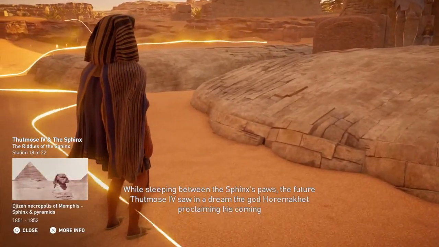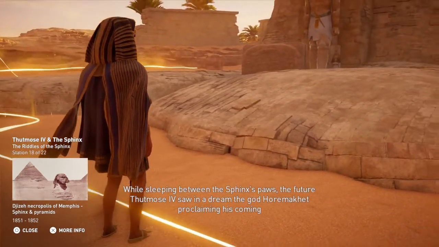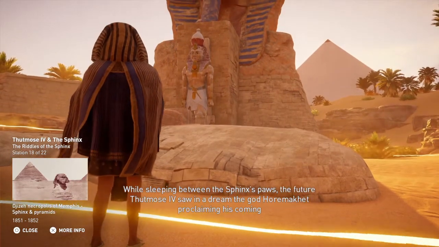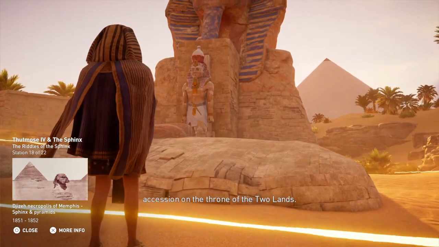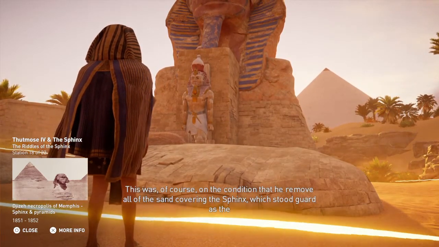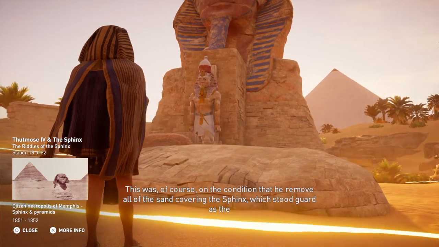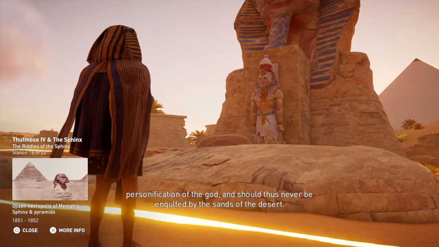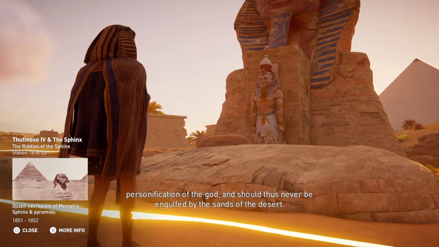While sleeping between the Sphinx's paws, the future Thutmose IV saw in a dream the god Horemaket proclaiming his coming accession on the throne of the two lands. This was, of course, on the condition that he remove all of the sand covering the Sphinx, which stood guard as the personification of the god, and should thus never be engulfed by the sands of the desert.